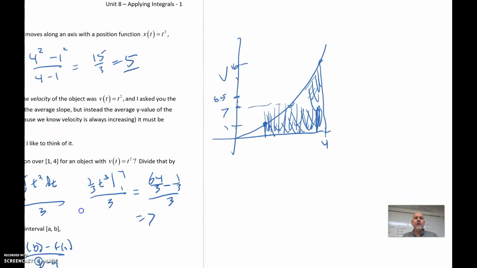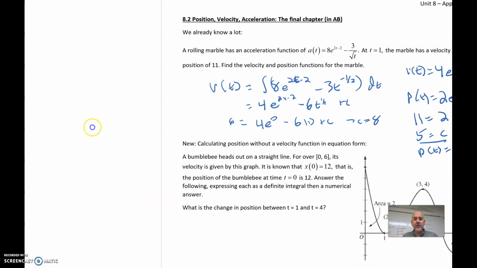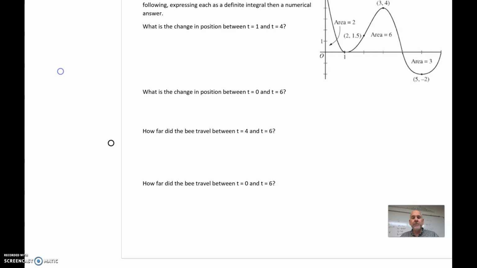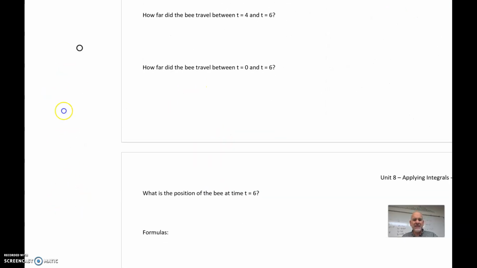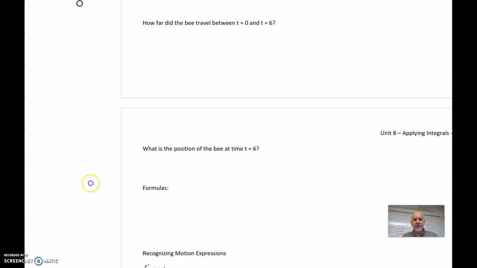So what have we got so far? We've got average value of a function. That's one application of integrals. And now we're looking at position, velocity, acceleration, and how to use antiderivatives to go from acceleration backwards. We're going to be looking at what the area represents, what's the difference between change in position and distance traveled, and then we'll be looking at a few other things.